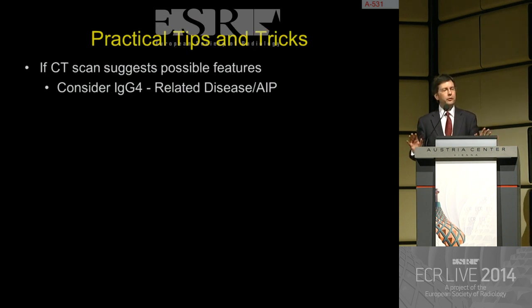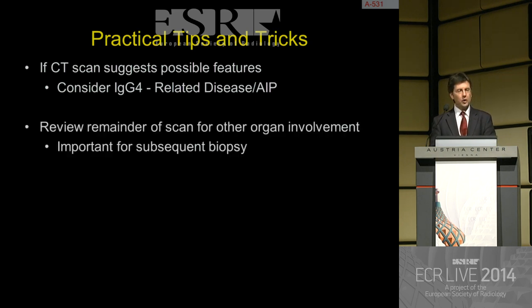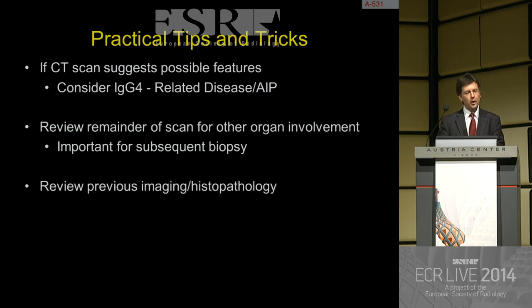Practical tips and tricks. Well, for you sitting tomorrow back in your clinics, if you see a CT scan suggesting possible features of IgG4 disease or AIP, consider it. Think about it. Even though it's rare, think about the diagnosis. Review the remainder of the scan for other organ involvement, and if you see other organ involvement, this is more clinching for the diagnosis. It's going to be very important for subsequent biopsy.